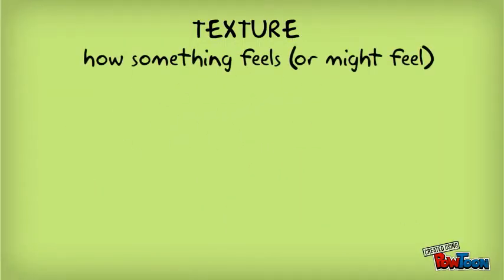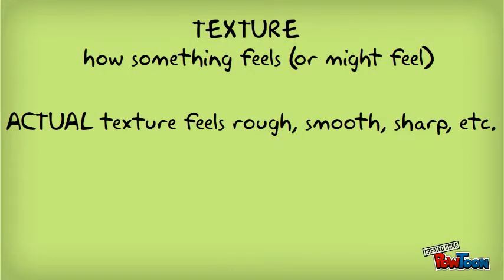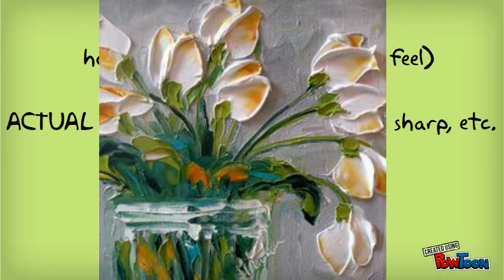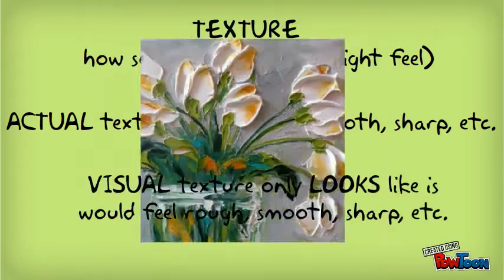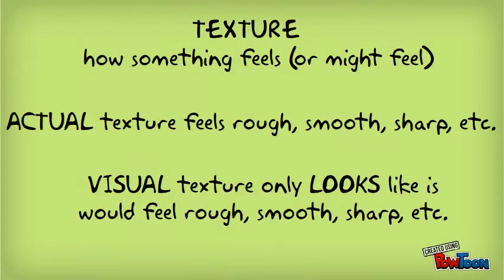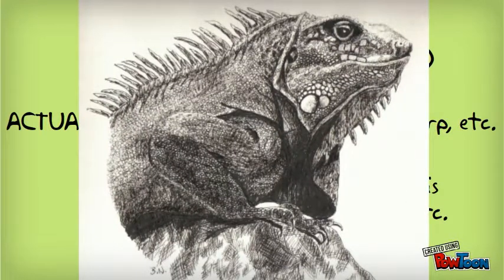Texture is how something feels or might feel. Actual texture feels rough, smooth, sharp, etc. Like this painting. It feels rough. The thick layers of paint make it rough. It's actual texture. Visual texture only looks like it would feel rough, smooth, sharp, etc. Like this drawing of an iguana. Looks rough, but it's probably smooth.